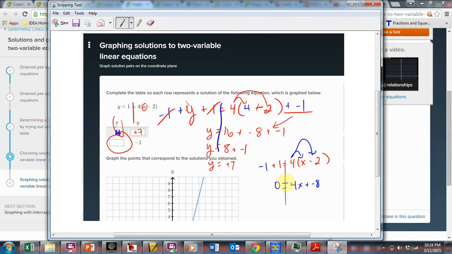Now I'm just going to get x by itself. First, I need to get rid of this number that's being added to my term with x in it. This -8 does not have an x on it, therefore I need to get rid of it first by adding its opposite to both sides. 8 plus 0 will give me 8. These guys will add to 0, and 4x plus 0 will just leave me with 4x. Divide by 4.